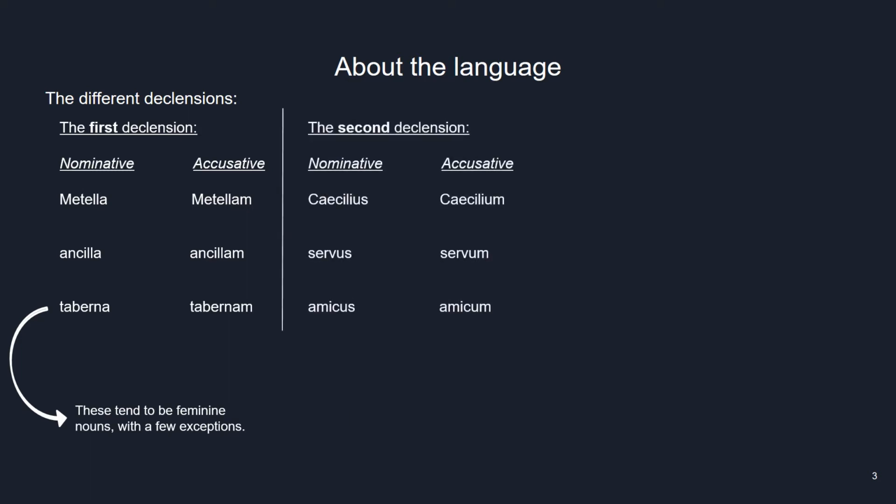So here we have the second declension. Caecilius goes to Caecilium, Servus goes to Servum, Amicus goes to Amicum. You can see they also follow a pattern. They all end in us in the nominative and um in the accusative. These tend to be masculine nouns.